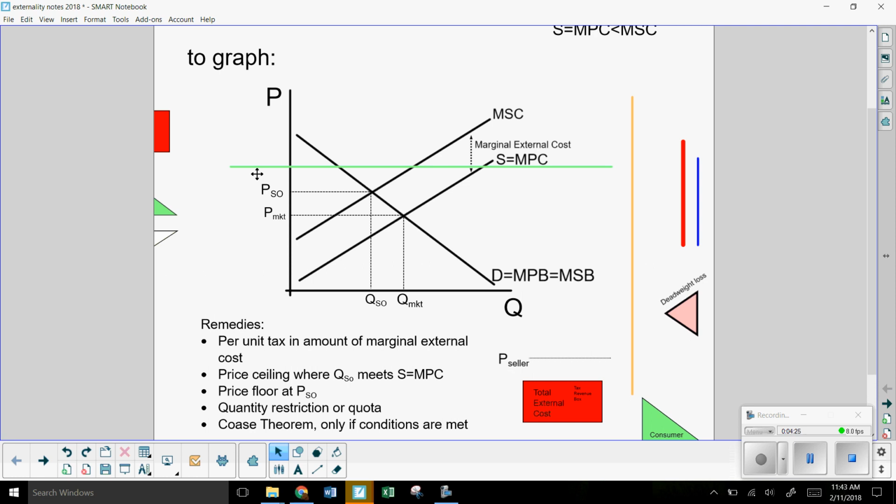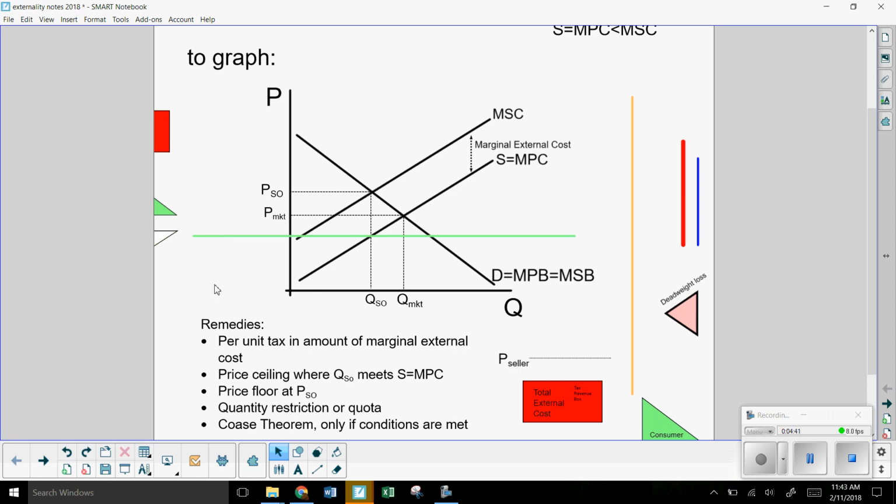Okay, so perhaps the more tricky of the two, you can use a price floor or a price ceiling to solve a negative externality. Neither one of them works very well for a positive externality, though. So for a negative externality, you could put a price ceiling here. You're saying that's the legal maximum price.